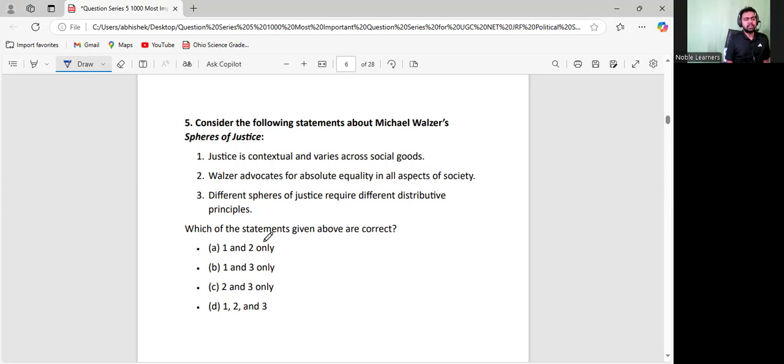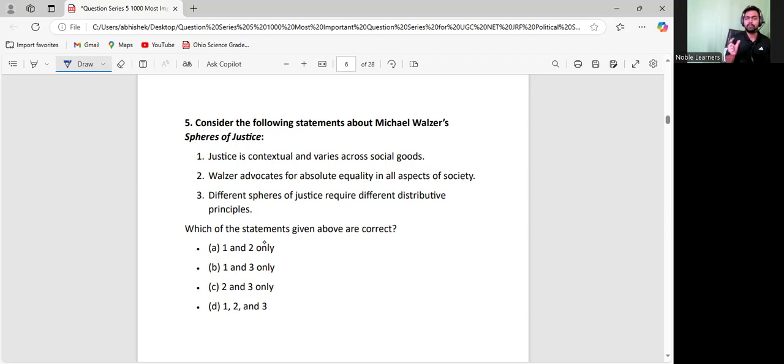Also, Michael Walzer's book is very important, Spheres of Justice. I told you he also talked about complex equality. So Walzer advocated for absolute equality in all aspects of society. He didn't advocate for absolute equality. In fact, he believed in complex equality. He said that equality is not that easy to achieve. Neither is equality that easy to understand.